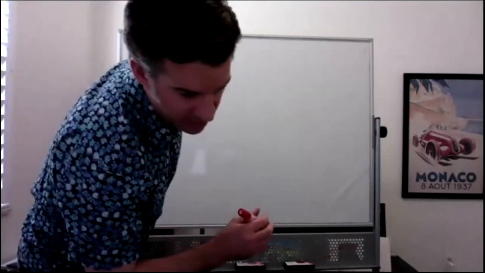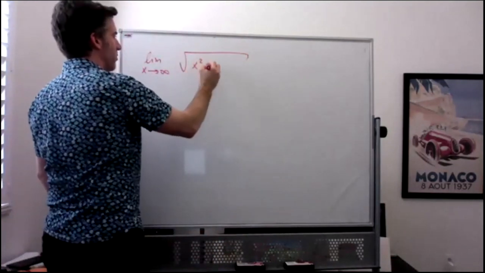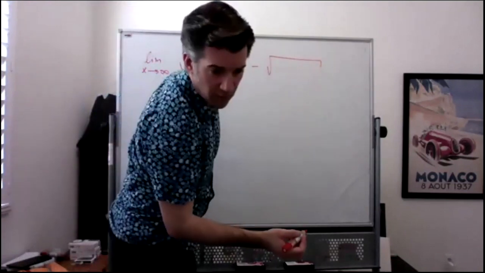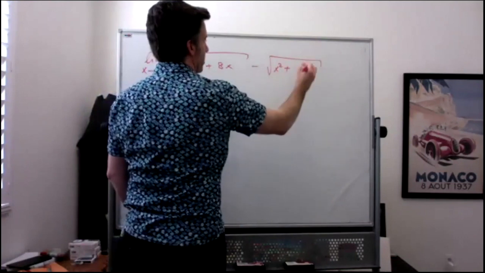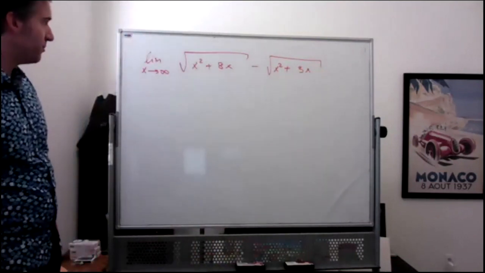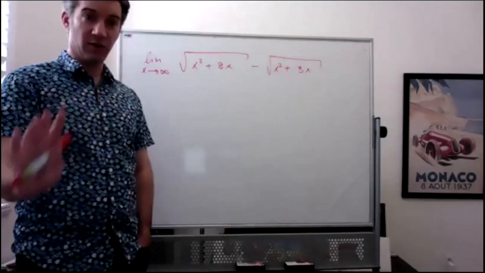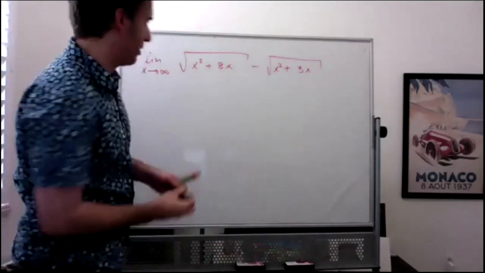So let's say we've got the square root of x squared plus 8x minus the square root of x squared plus, sure. Let's make it fun. Okay. So here we have another different type of indeterminate form. This square root is getting infinitely large.